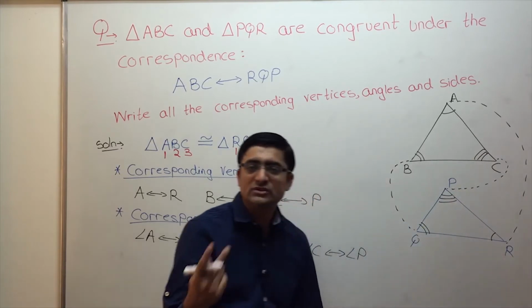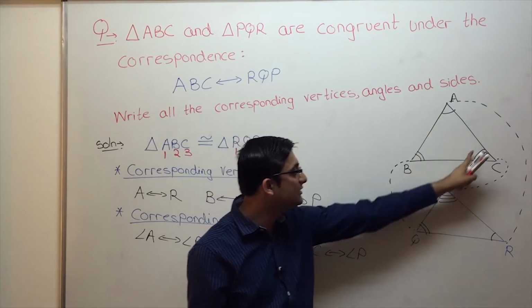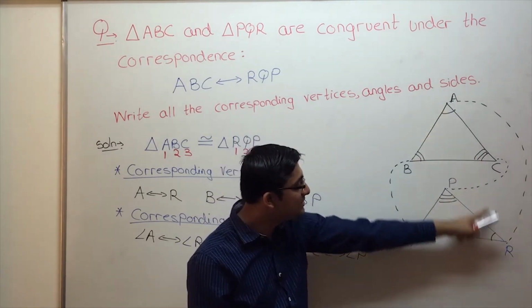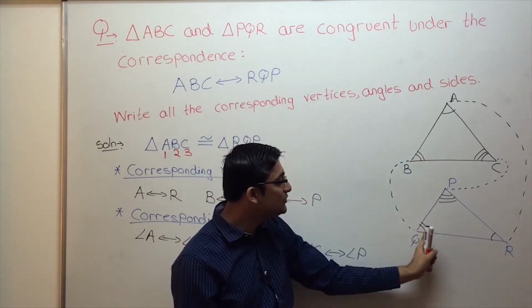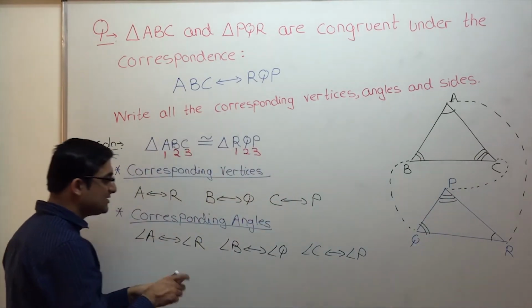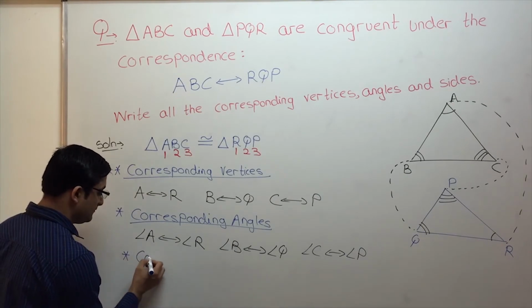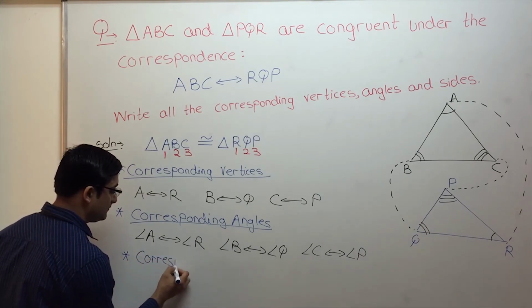Whenever we have two same things, we use the same symbol. Same symbol over here, same symbol over here, same symbol over here. So angle A is equal to angle R, angle B is equal to angle Q, angle C is equal to angle P. That is the meaning of corresponding angles. Now finally, corresponding sides.